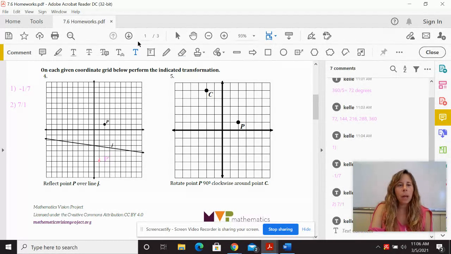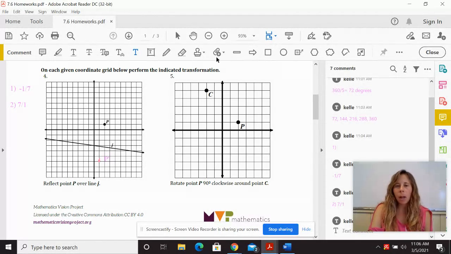Okay, I'll do this one too. So you're going to reflect point P 90 degrees clockwise around point C. All right, so first let's think about this. If I'm going 90 degrees clockwise, where about am I going to end up? Am I going to end up over here somewhere, over here somewhere, over here somewhere?